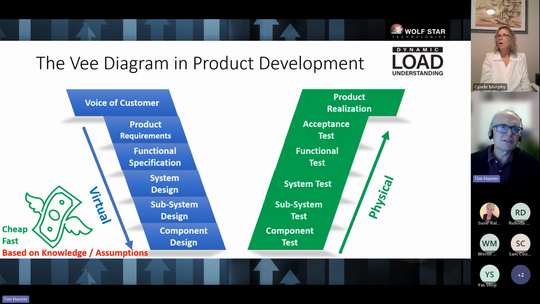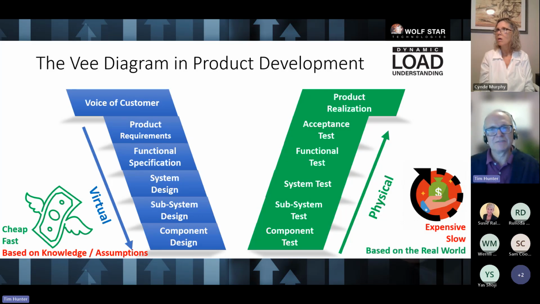And on the virtual side of things, that's great. It's cheap, it's fast, you can iterate very quickly here. And it's based on our previous knowledge and our assumptions. And that knowledge can be flawed and our assumptions can be wrong, but it's the best we've got. So the downside is you're working on this set of assumptions. And then when we go into the physical test world, that's going to be expensive and slow. It's just the nature of doing testing. But the huge upside here is it's based on the real world. So you're getting real world answers to your problems.